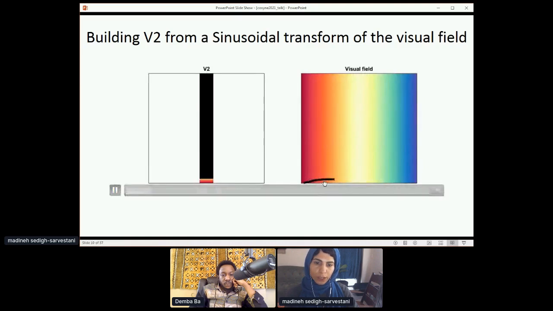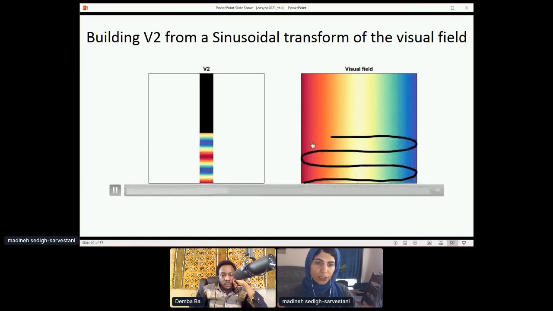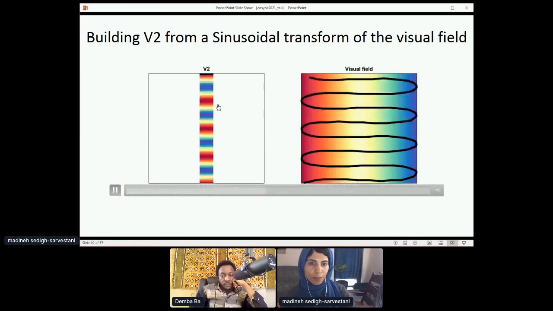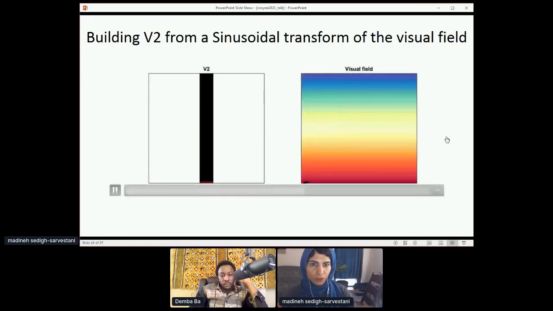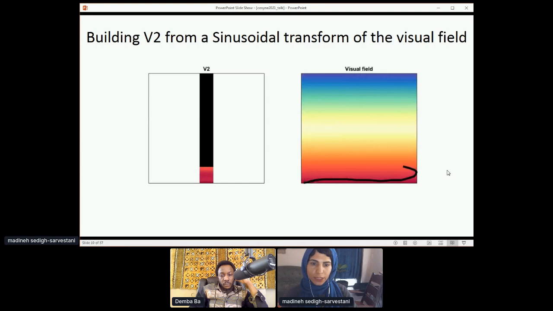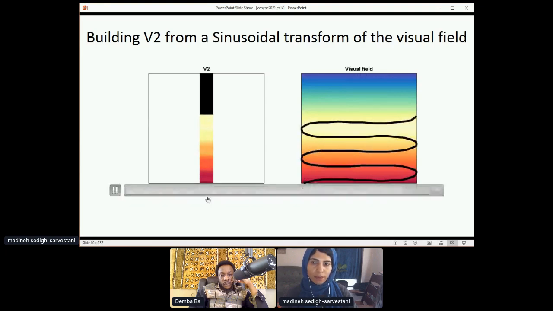So for each point in the visual field, as I go along this path here, I'm going to put a thin bar in V2 of the same color. And now it should be clear that as this path reverses, it's going to produce this series of stripes in the azimuth map in V2. And we'll do the same, but just change the color map of the visual field for elevation, but maintain the same transform. And now you'll see we'll get a single coarse map of elevation, albeit with some wiggles resulting from these reversals.